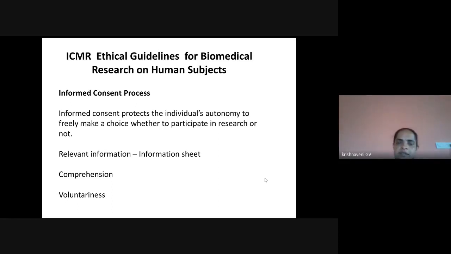So the first responsibility of the researcher while recruiting a participant is to give the participant all the information about your research. What is the research about? Why are you conducting it? What is the role of the participant? Whether they get any benefits out of it?